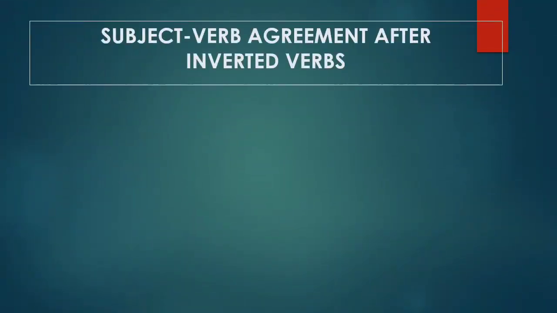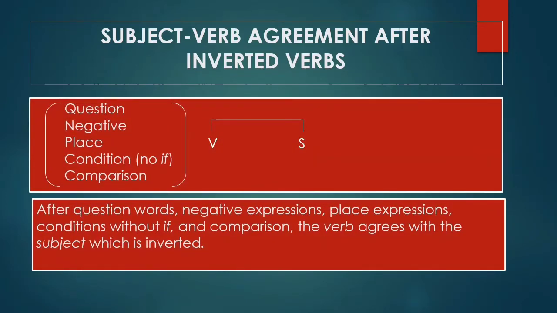Yang ketiga dari subject-verb agreement adalah subject-verb agreement after inverted verbs. After question words, negative expressions, place expressions, conditions without if, and comparison, the verb agrees with the subject which is inverted. Ketika sebuah kalimat diawali dengan question words, negative expressions, place expressions, conditions without if, dan comparison, maka verbnya dibalik dengan subject. Kita tetap harus melihat kesesuaian antara subject dan verb tersebut.